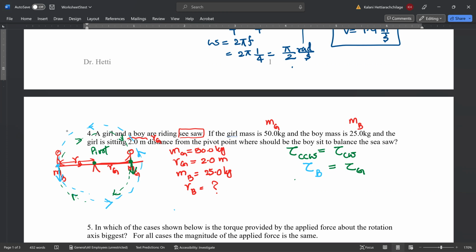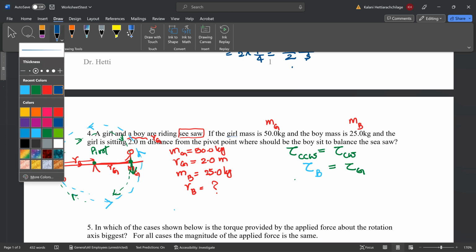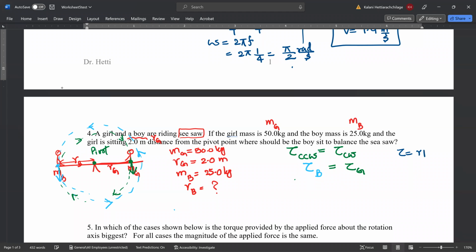Okay, after you realize that, then we can write the tau formula. How do you write the tau? Tau in general formula is R times F when R and F are perpendicular to each other, right? So now let's start from the girl. Girl has F this way. So let's start with the boy. Boy has the force this way. This force is the force of gravity that will be mass of the boy times the g, right? So let's write it.